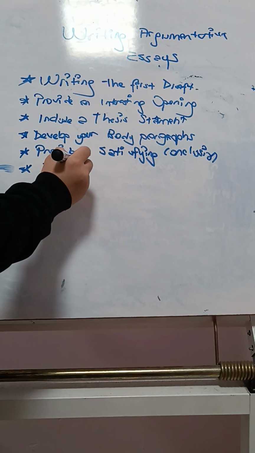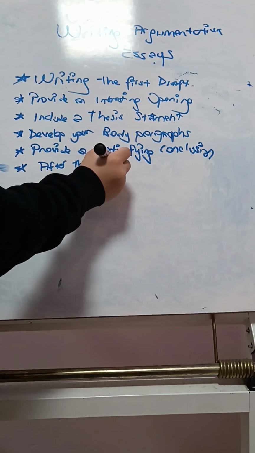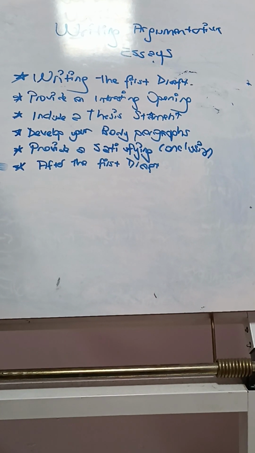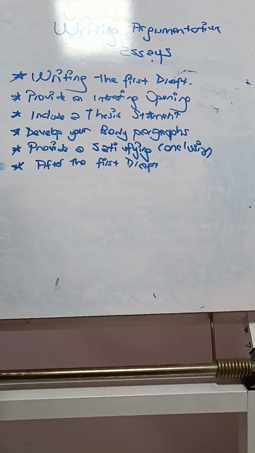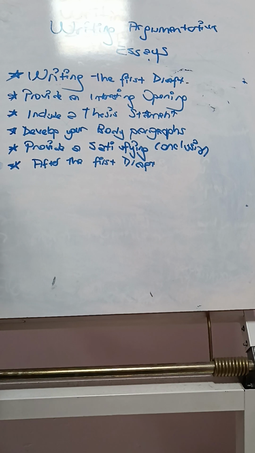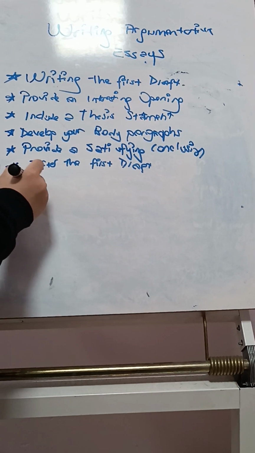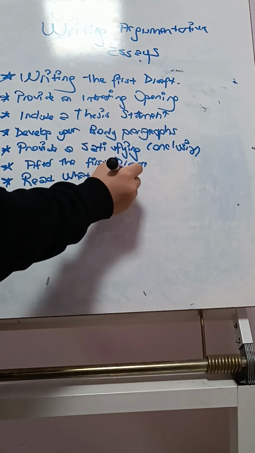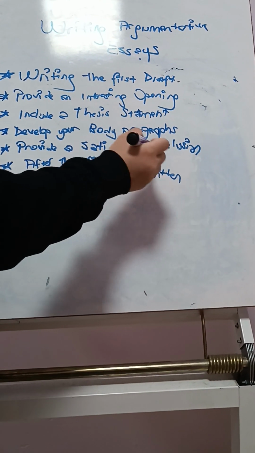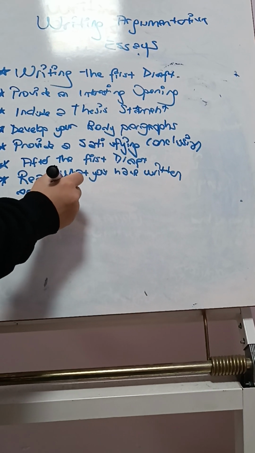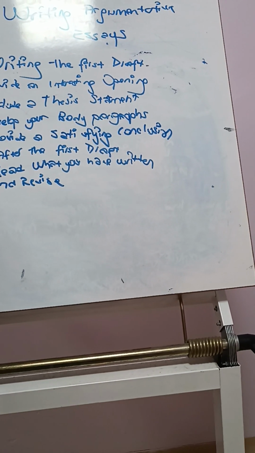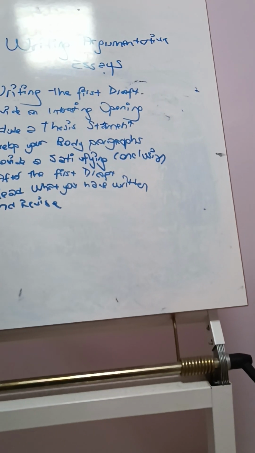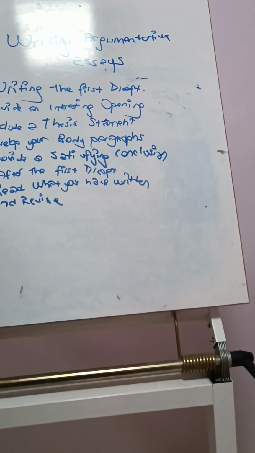After the first draft, when you return to your first draft, you must be willing to see it as a rough sketch of what your final draft will look like. Read what you have written and revise. After you have written a draft of your essay and given your brain time to cook, return to your essay and read it again with a critical eye.